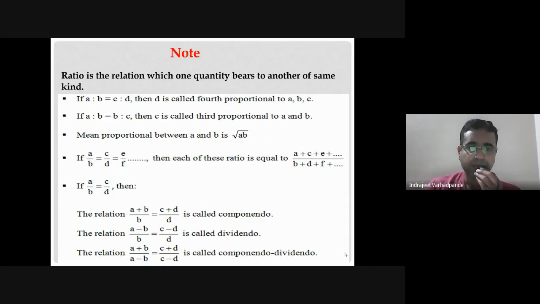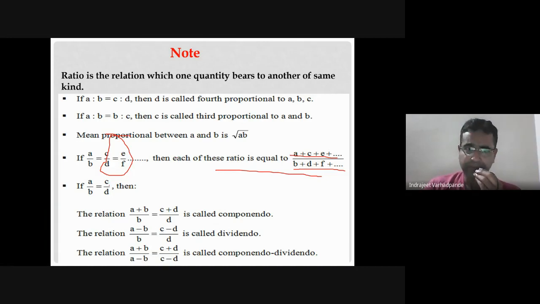If A upon B is equal to C upon D is equal to E upon F, then each of these ratios is equal to the addition of the numerators upon the addition of the denominators.